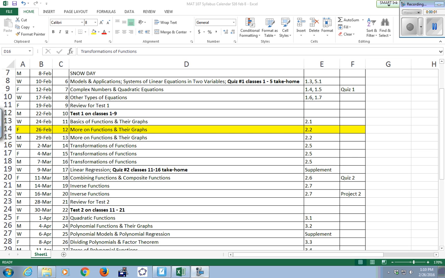So looking at our schedule here, we're on class 12. We're into packet 2. Just so you know, the structure of every test unit is the same.